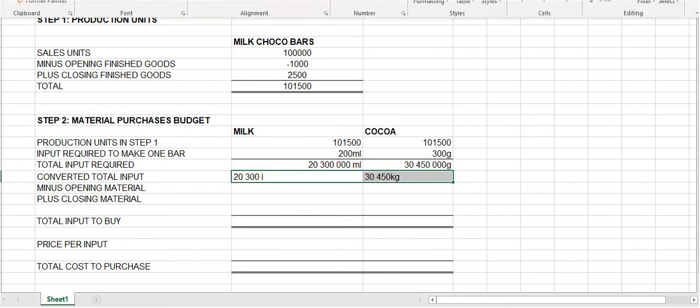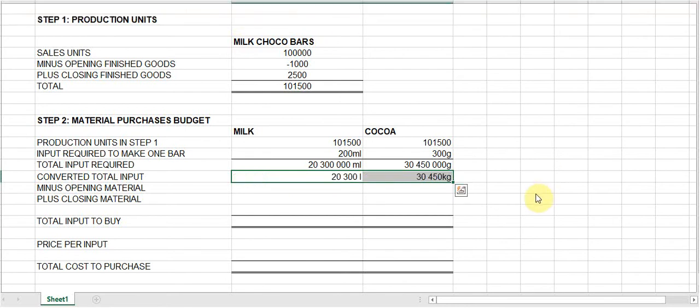Wonderful. Now we can use our opening and closing material. Again, the opening material and closing material, 99.9% of the time you will find that it is measured in the larger measurement, in the larger metric. So we have opening stock, again, that is minus, because we will not buy milk that we already have. We will not buy cacao that we already have at the beginning of the year. And then we add the closing stock because that's the little bit more we need to keep in the warehouse by the end of this budgetary term.